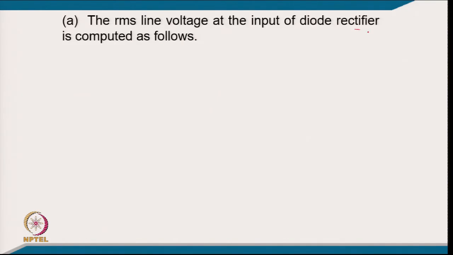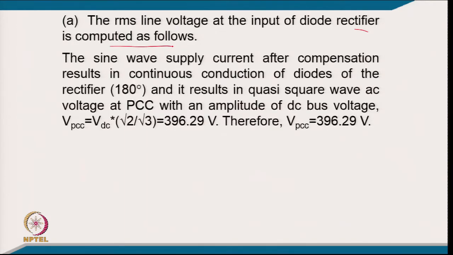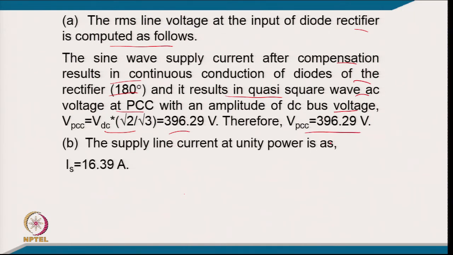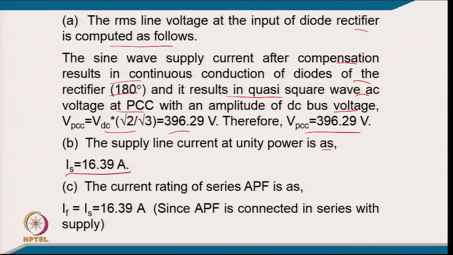So, the RMS line voltage at the input of the diode rectifier is computed as follows. The sine wave supply current after compensation results in continuous conduction of the diode rectifier for 180 degrees, and it results in a quasi-square wave of AC voltage at PCC with the amplitude of the DC bus voltage, VPCC equal to VDC into root 2 by 3, and it comes to 396.29 volt. So, the PCC RMS voltage is 396.29 volt, and the supply current at unity power factor is the same as we calculated, 16.39 ampere.